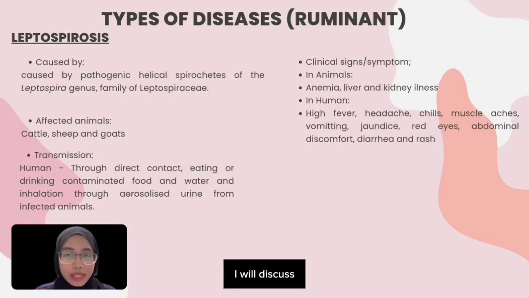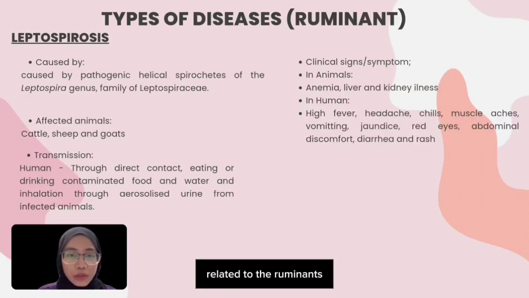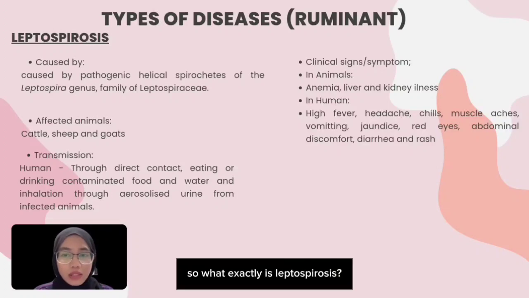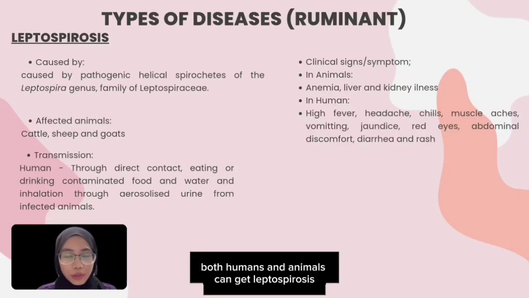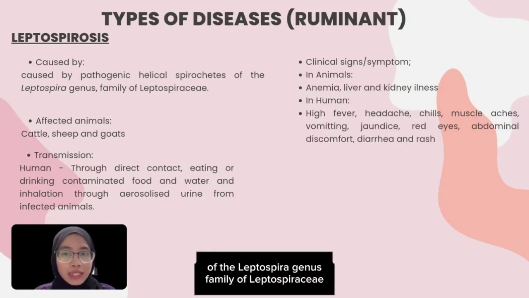Following this, I will discuss some zoonotic diseases that are connected to ruminants. Even though there are numerous zoonotic illnesses related to the ruminants, I will focus on leptospirosis and Q fever only. So what exactly is leptospirosis? Both humans and animals can get leptospirosis, a bacterial illness caused by pathogenic spirochetes of the genus Leptospira of the family Leptospiraceae.